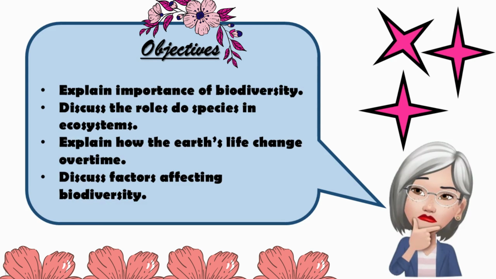The objectives of our discussion are as follows. First, explain the importance of biodiversity. Second, discuss the roles the species play in ecosystems. Third, explain how the Earth's life changes over time. And lastly, discuss the factors affecting biodiversity. And now, let us start our discussion. Grab your pen, your notebook, lend your ears for a few minutes and let us learn all together.